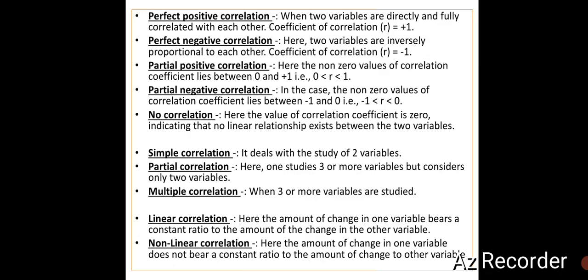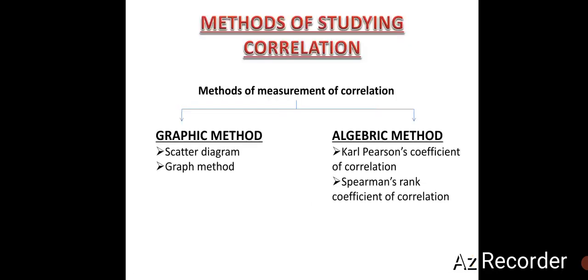Now, linear correlation: when there is a linear relationship, like if there is an increase in the value of one variable, there should also be an increase in the other variable, or an increase or decrease, either a direct or an inverse relation should be there. And non-linear correlation: here the amount of change in one variable does not bear a constant ratio to the amount of change in another variable. Now, there are various methods of studying correlation, which are either the graphical method or the algebraic method.